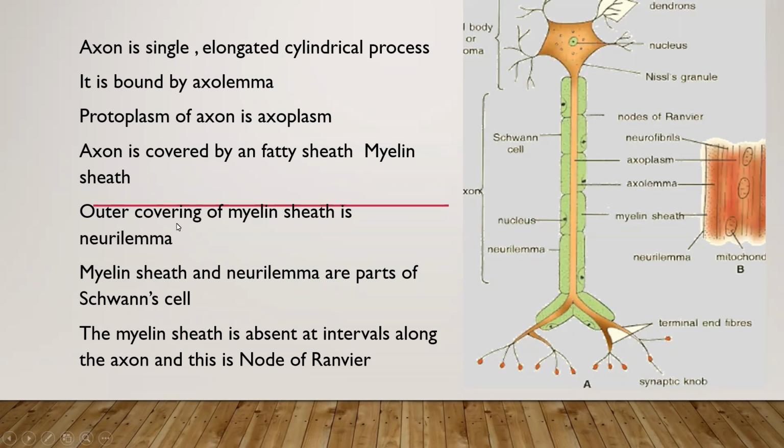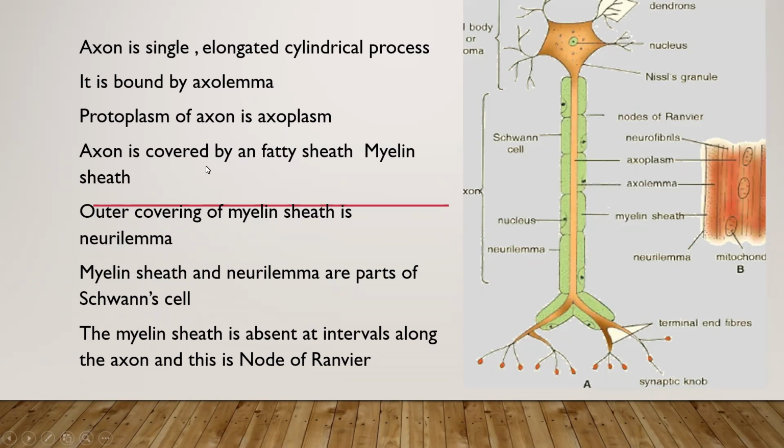Now, axon is covered by a fatty sheath. The protoplasm of axon is exoplasm. Can you see this protoplasm? Here is the protoplasm, the living cell. So this entire part is the protoplasm. The protective covering is called exolemma, whereas the cytoplasm of the axon is also called exoplasm.